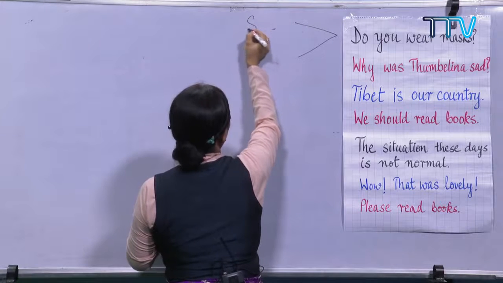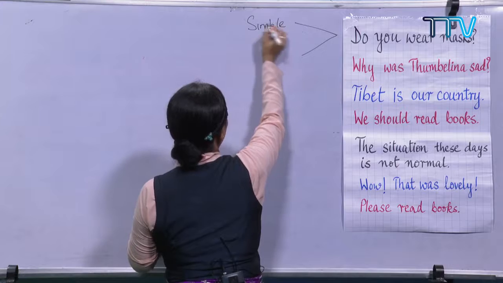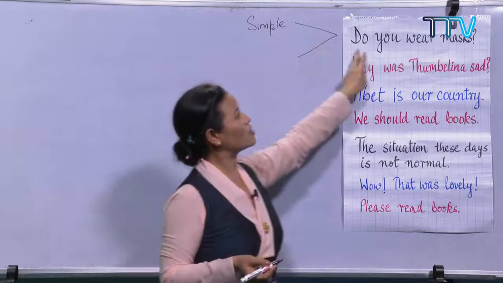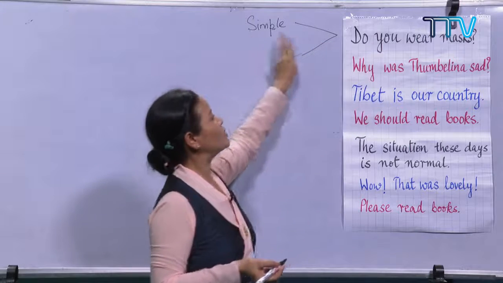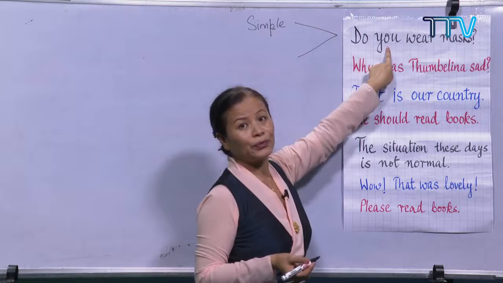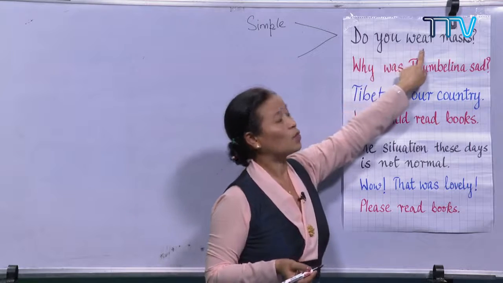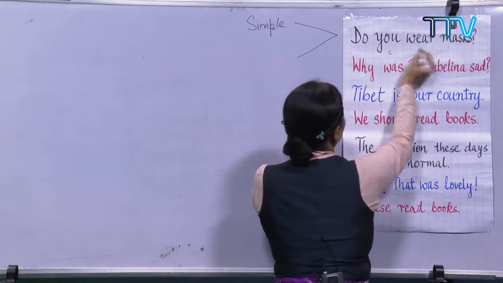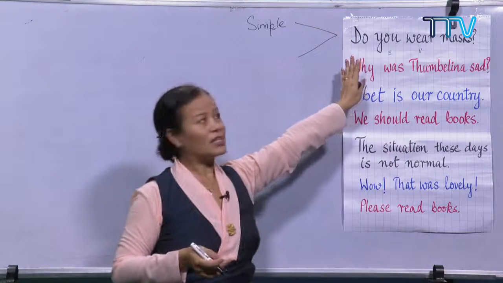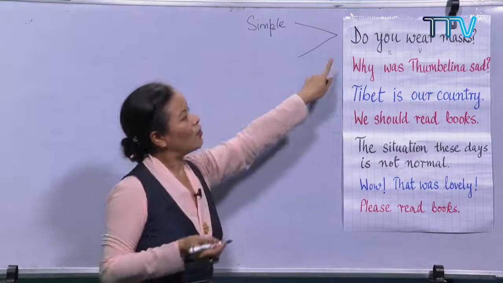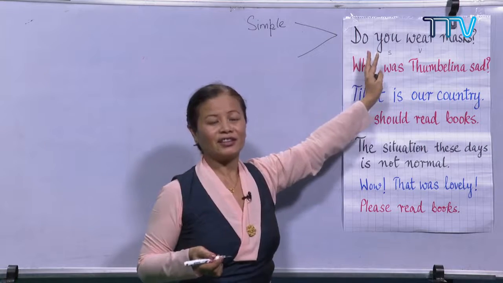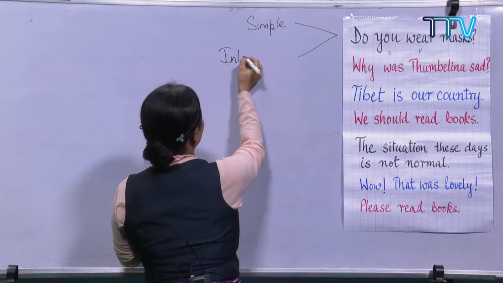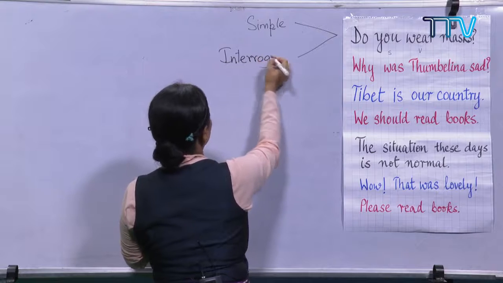This is, of course, a simple sentence if we look at the structure. If we look at the structure of this sentence, this is a simple sentence. You is the subject and wear is the verb. So this is a simple sentence. But then, if we look at the function, we get a type of sentence that is called interrogative.